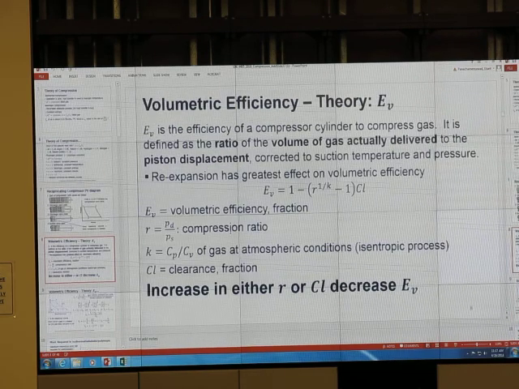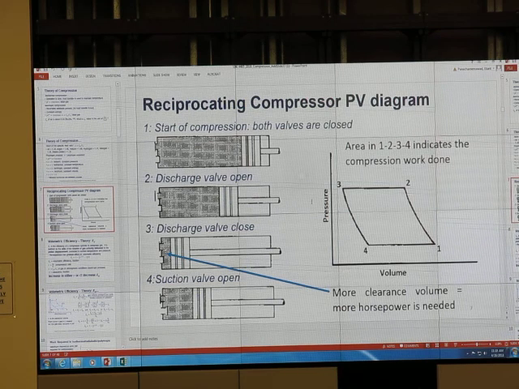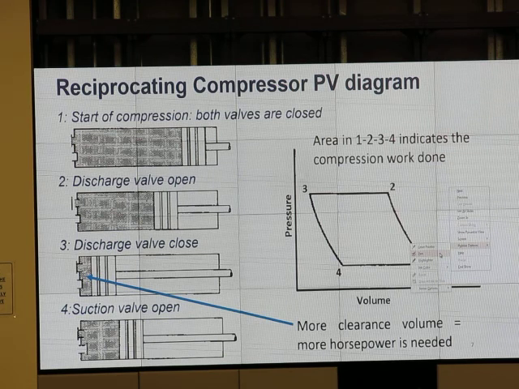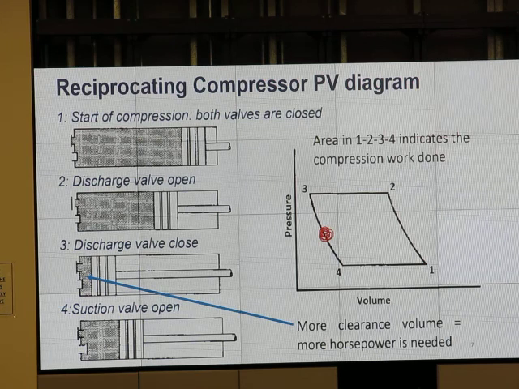Okay? So this graph, Olivioli, is that your name? Yeah. Okay. Do you know this graph? The relationship? Maybe the question is not good. Let me ask you about this. At this point, between 3 and 4, is the discharge valve open or closed? Closed. Is the suction valve open or closed?